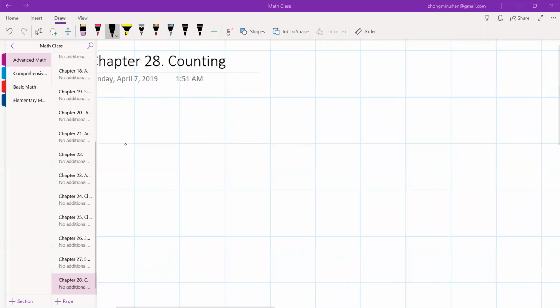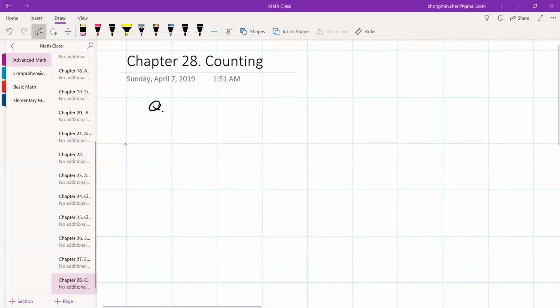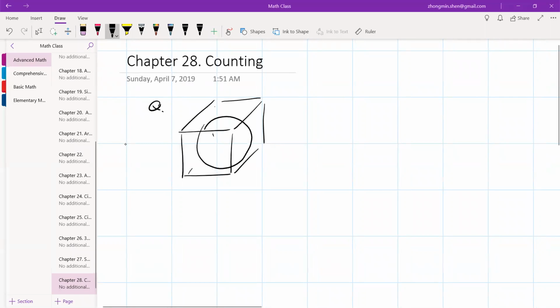All right. I want to discuss two problems before we move on to a new topic. It's a quick review, okay? A sphere is inscribed in a cube, and the edge length of the cube is given as 6. Find the volume of the sphere.